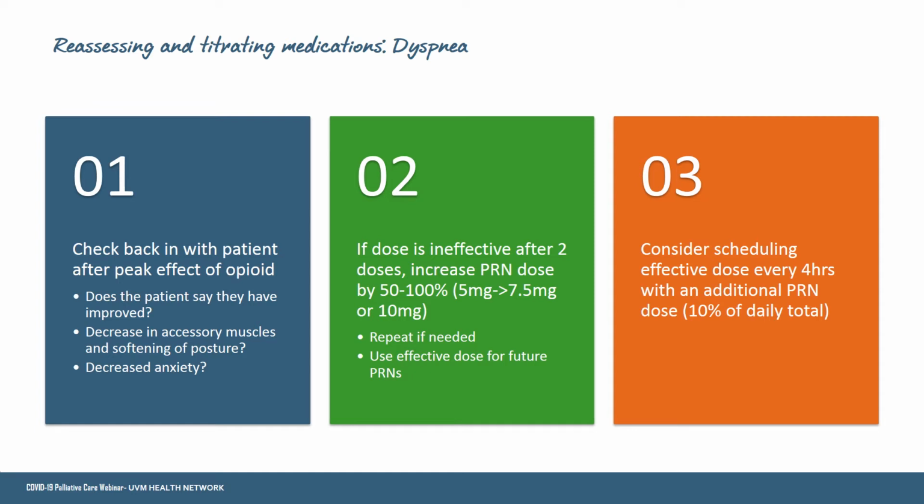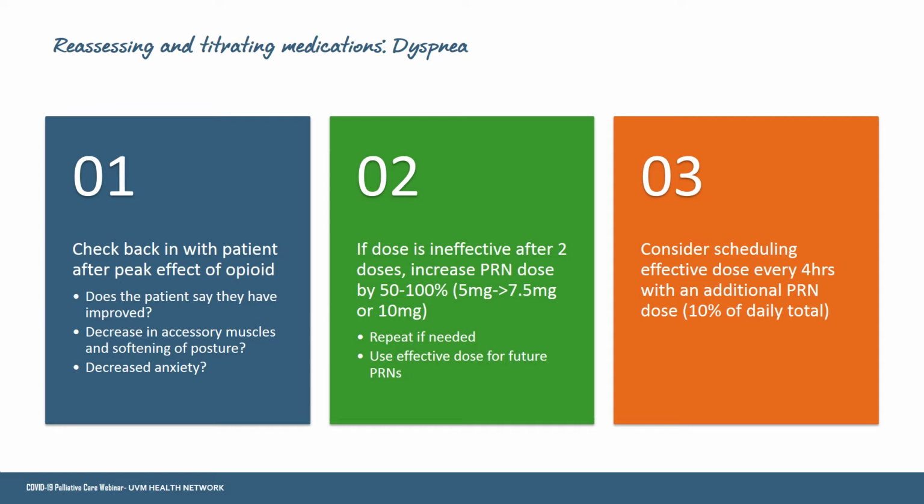Step 2. If ineffective after 2 doses, increase the PRN dose by 50 to 100%. For example, a 5 milligram dose would be moved up to 7.5 or 10 milligrams, and then repeat if needed. Use that dose that had the best response for future PRNs.